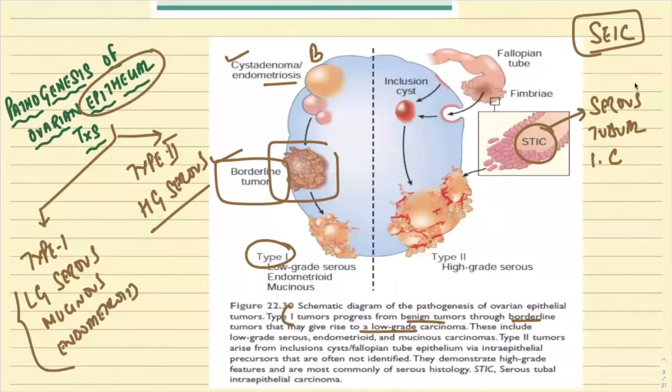Now, remember STIC, this lesion. This is basically a precursor lesion. Remember how they are arising. Let me tell you, a part of the fallopian tube epithelium is implanting on the ovary.